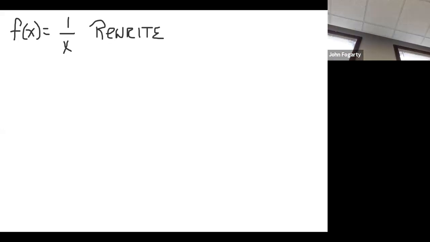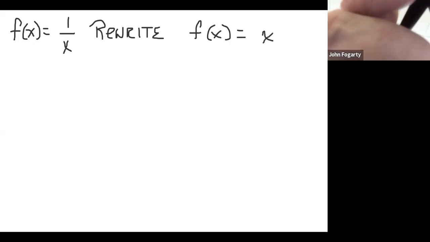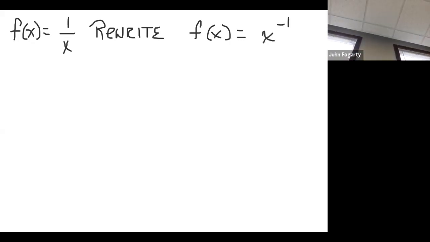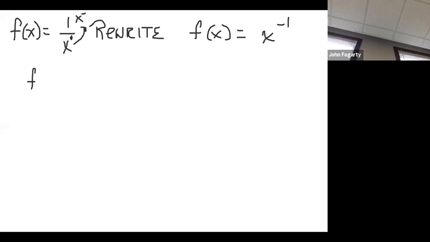So f of x equals 1 over x is really what? x to the negative 1. Very good. Does that make sense? See, that's x to the 1, right? So if you move it up, you just make the exponent negative, or the opposite. So there's my function. I had to rewrite it so that it was in the proper form. That's sort of like taking a fraction and making it a decimal, right? Well, what would f prime of x be?